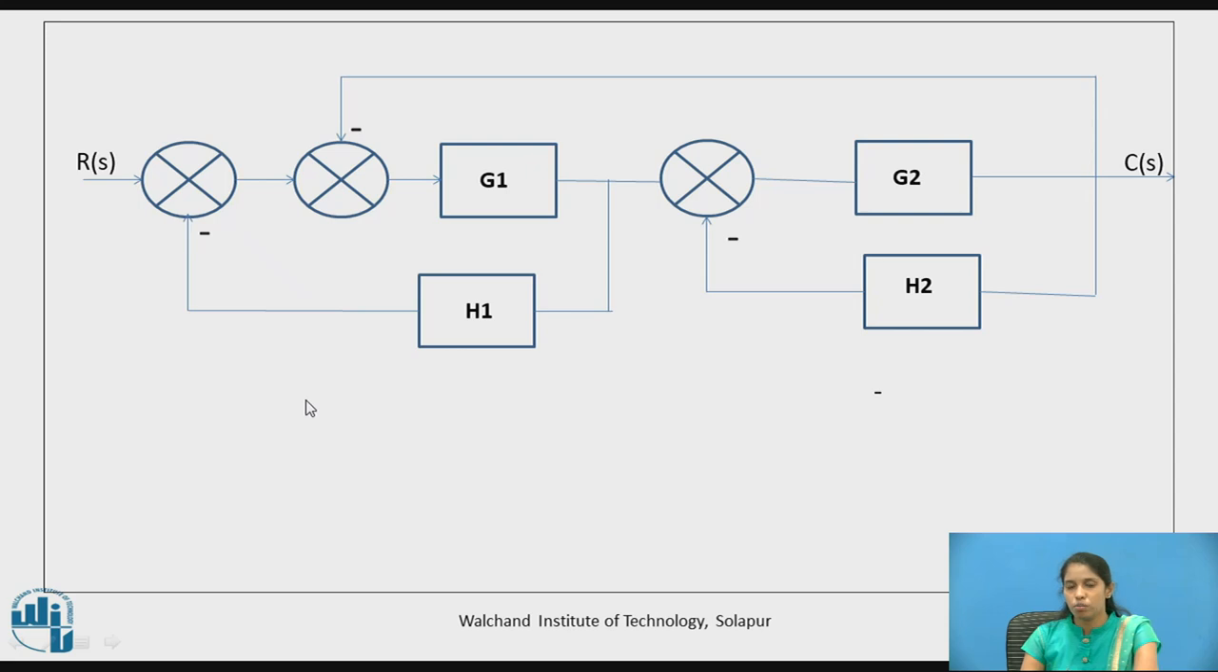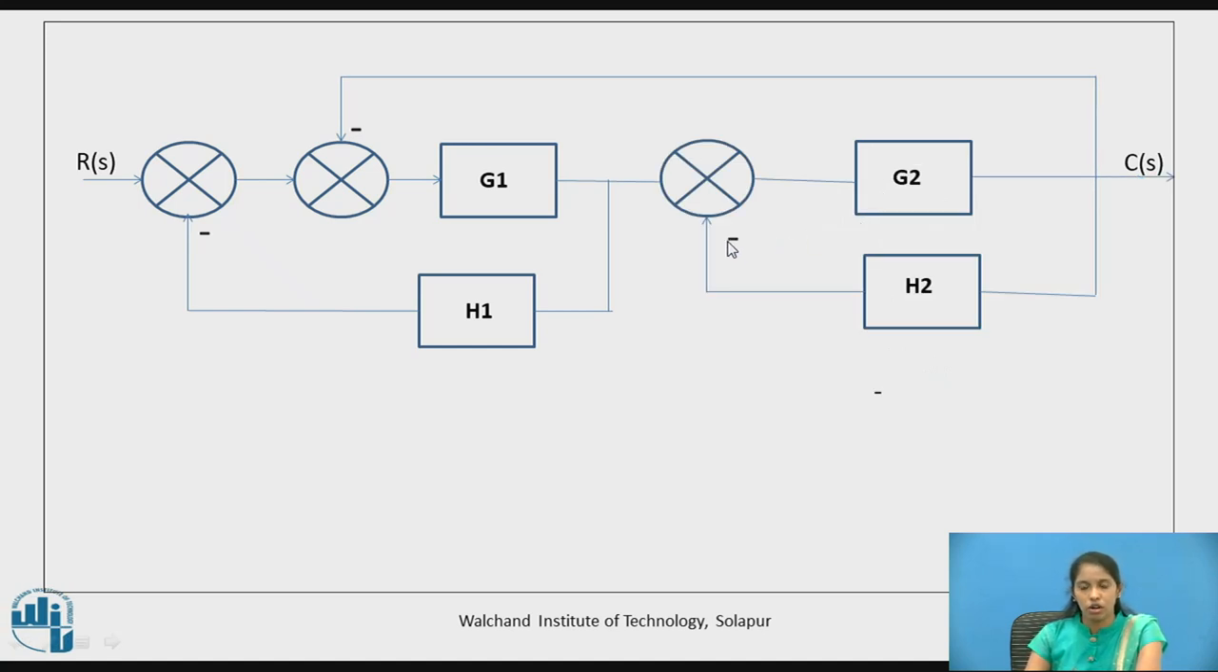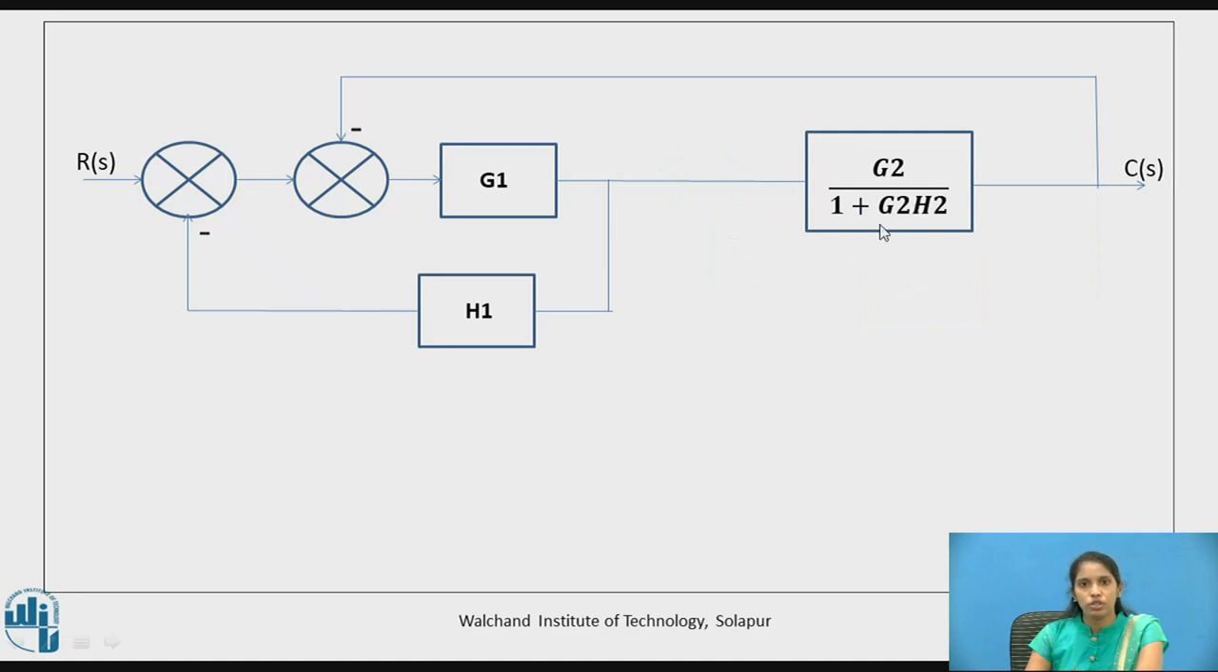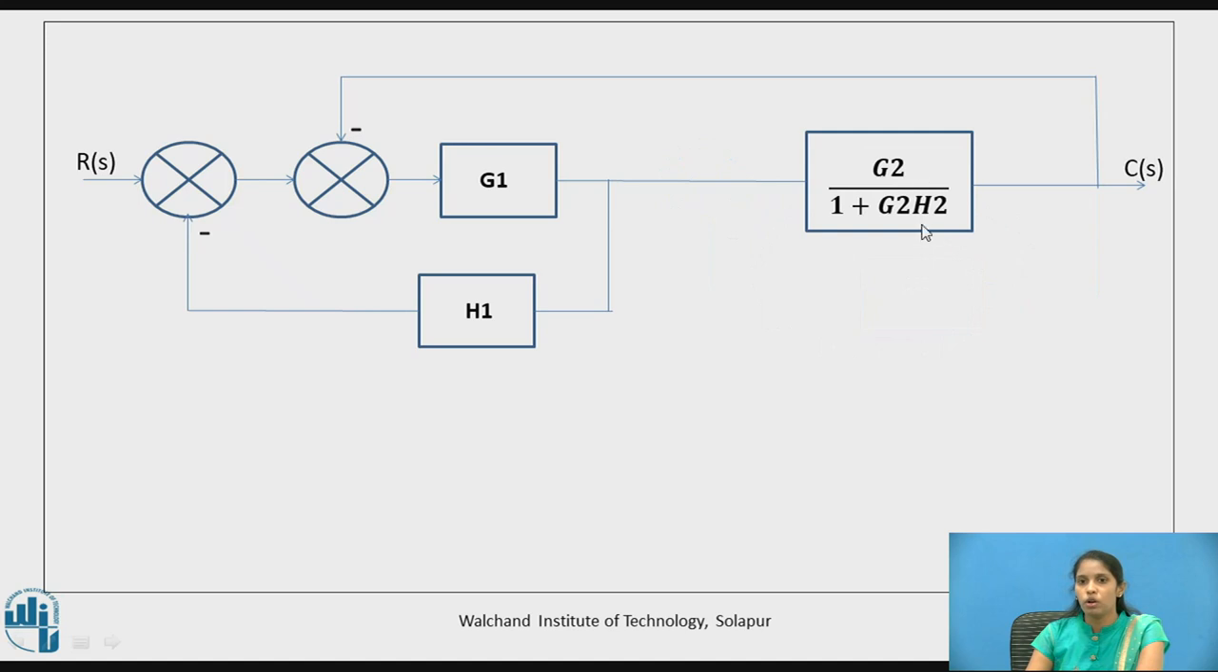By observing the problem, we see that the block G2, H2, with its forward path and backward path, forms a standard canonical form. We have already studied in the previous lecture that it can be converted into G2/(1+G2H2). Now let me tell you how this plus sign came. If there is negative feedback, you need to take a positive sign over here. So this block is completely converted into a single block, that is G2/(1+G2H2).